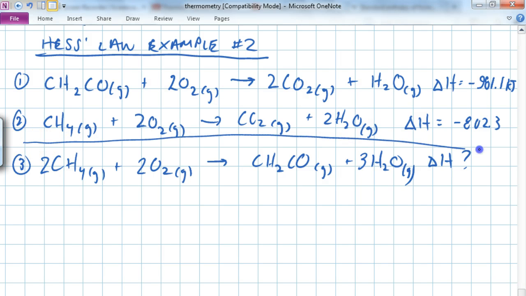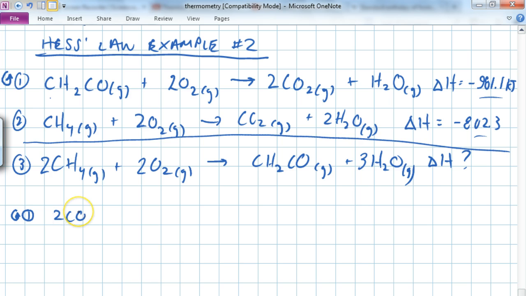So we've got to be careful here because we can't just add these two, because right now the top 2 equations will not sum to give us the third. So what we have to do in a problem like this is manipulate equations 1 and 2 so that when we add them together we'll get equation 3. The first thing you want to recognize is that the ketene, the CH2CO, is on the wrong side in equation 1. So I'm going to want to reverse equation 1. Let's say reverse equation 1, and that's the first step.